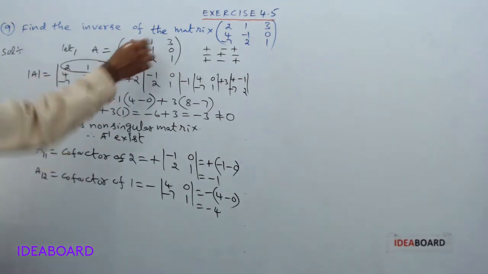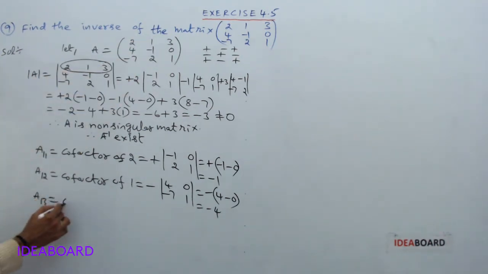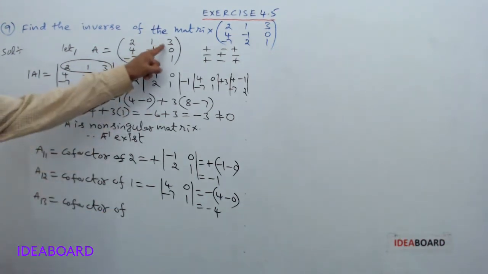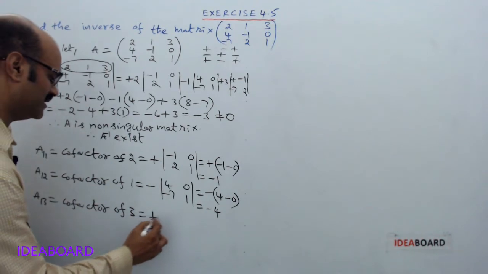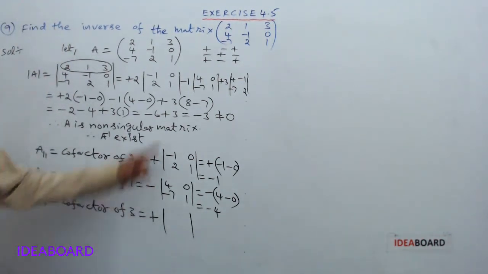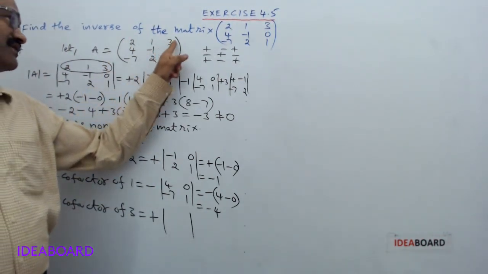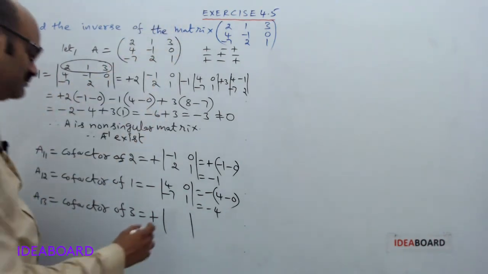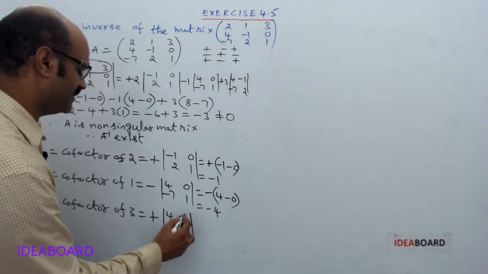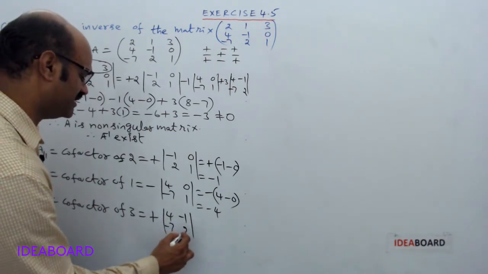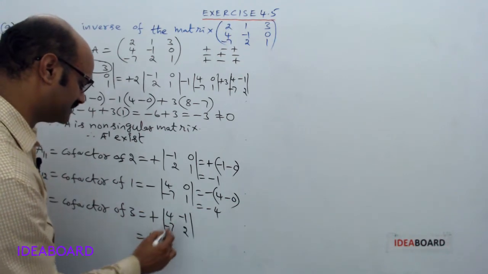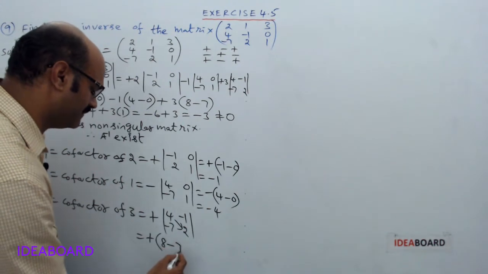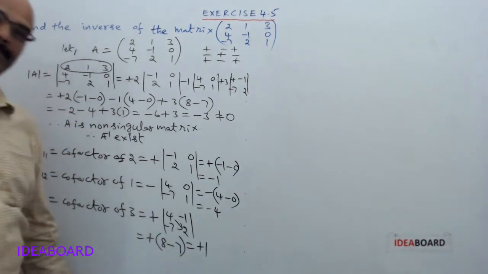Next, A13 equals the cofactor of 3, equal to plus of the determinant of the remaining elements. The element 3 lies in the first row and third column. So we take the 4 elements in a determinant, 4, minus 1, minus 7, 2, equal to plus 4 into 2 is 8, minus 7 into minus 1 is 7, so equal to plus 1.